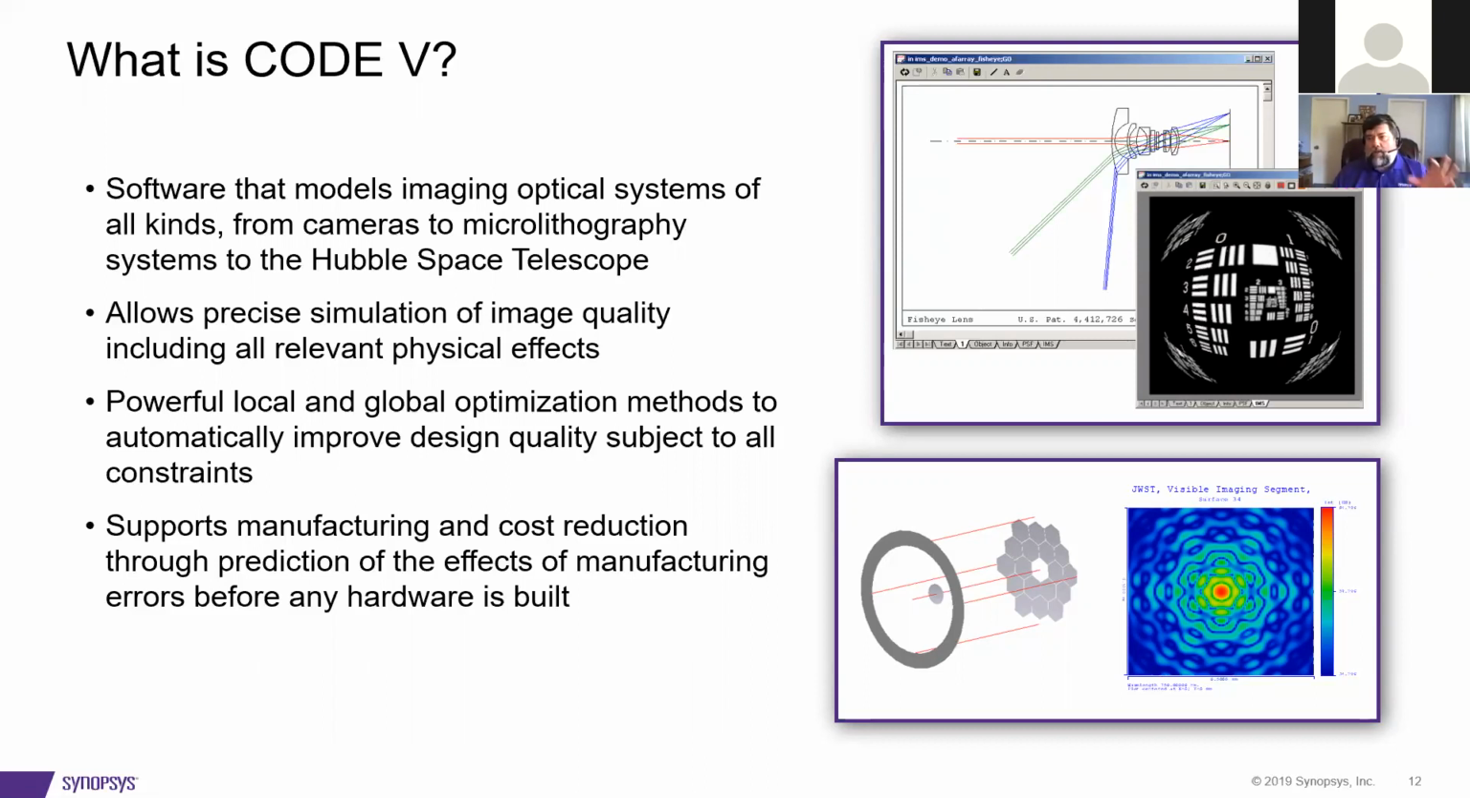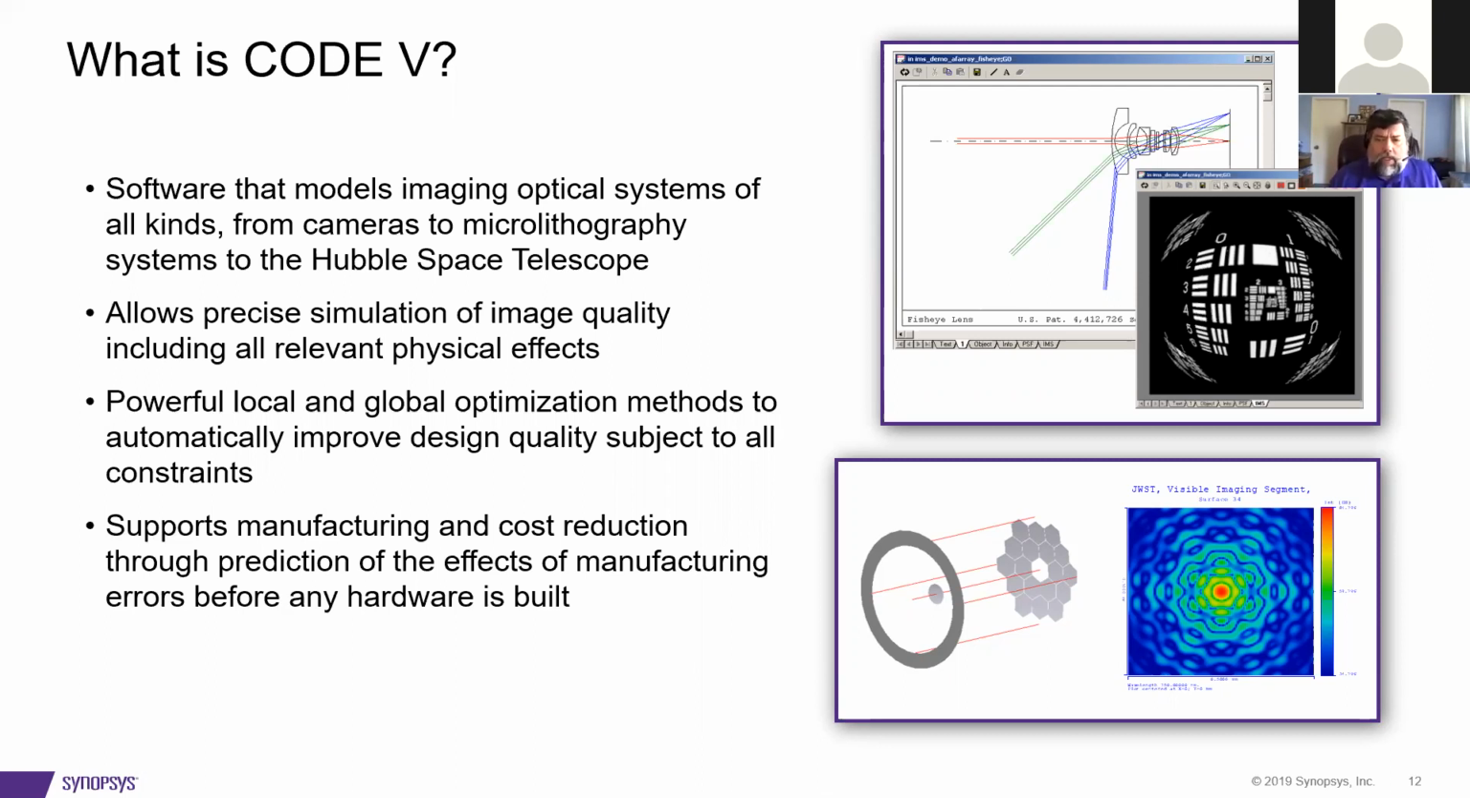And so for those systems like binoculars where you've got an eye in there, it's a little different, but it's still, we call it an imaging system. We've got a lot of tools to support manufacturing, cost reduction, as well as prediction of the effects of manufacturing, such as tolerancing.